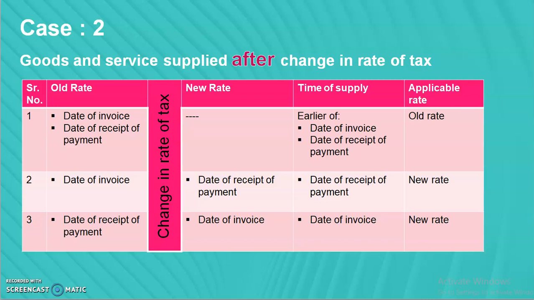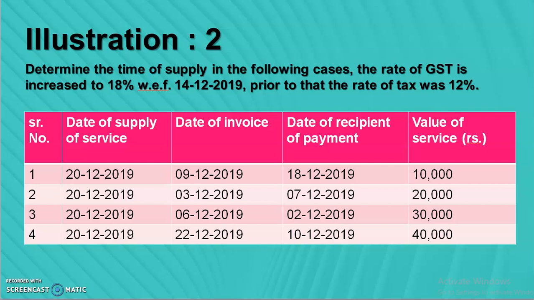This particular table is giving you information about the invoice and the payment which is made, which is received before change in the rate of tax and after change in the rate of tax. With that, you will get old rate and new rate. Based on these first 3 or 4 columns, you will get your time of supply, and on the basis of time of supply, you will get your applicable rate. So let's go further and focus on illustration 2.